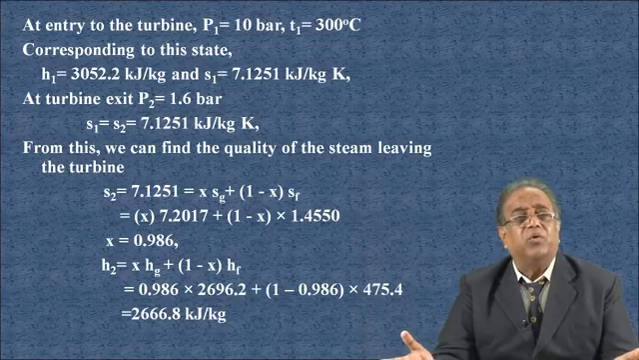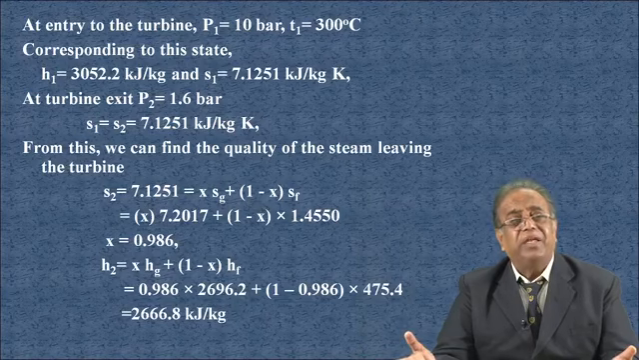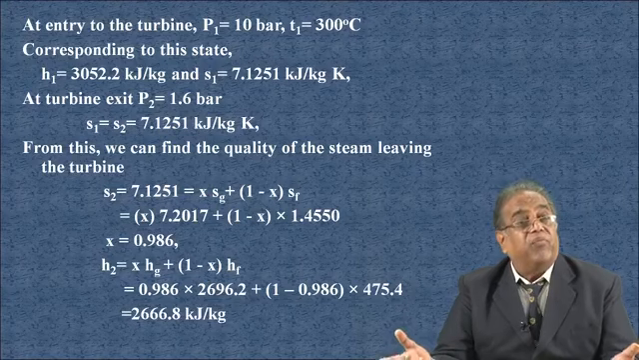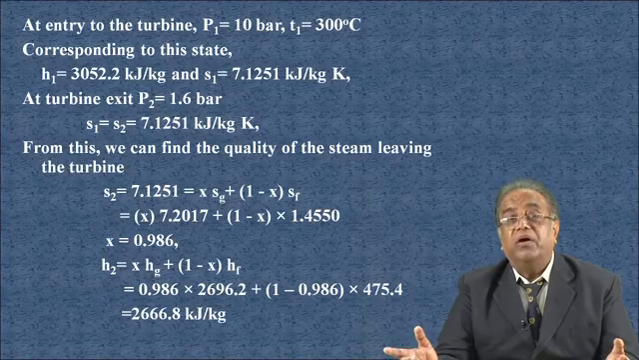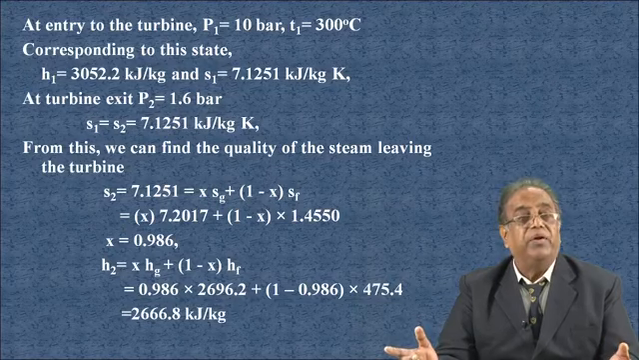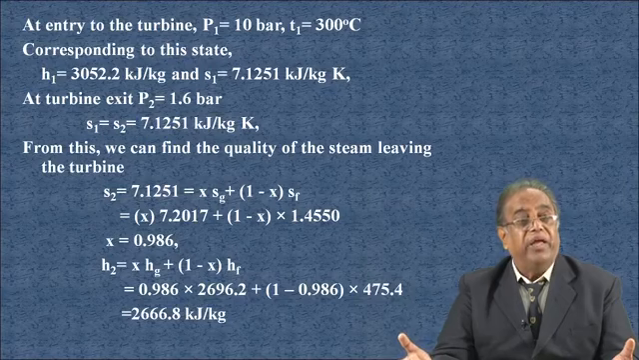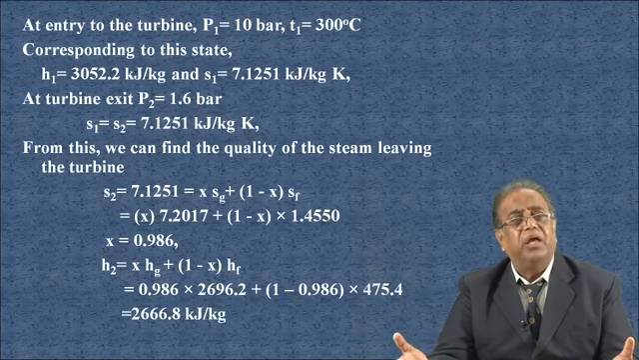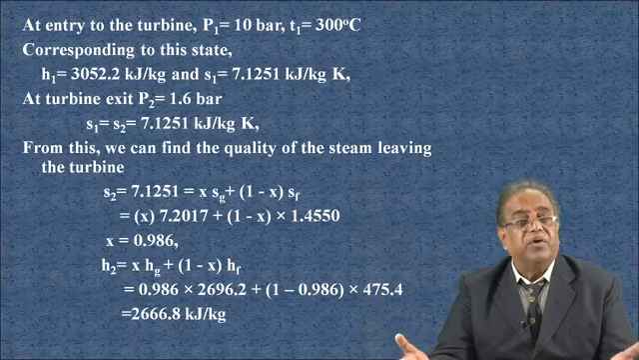So S2 is known, that is 7.1251 equal to X Sg plus within bracket 1 minus X, Sf. Sg and Sf we can get from the steam table. So if we put the values of Sg and Sf from the steam table, we can calculate the value of the quality, that is X. For this case, it comes out to be 0.986. And H2 we can calculate by using the same type of equation, that is equal to X Hg plus within bracket 1 minus X multiplied by Hf. Hg and Hf we can get from the steam table for the pressure P2, that is 1.6 bar. Put the values of X, Hg and Hf, and you can calculate the value of H2, the enthalpy at point 2, the exit point of the turbine.